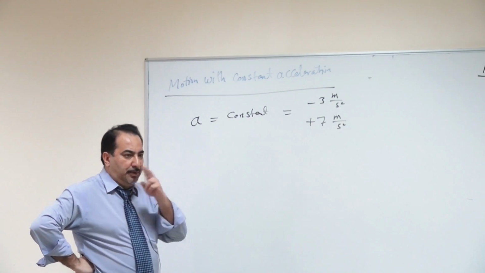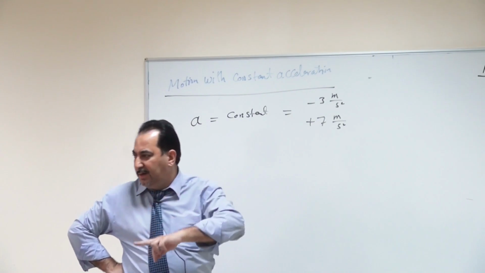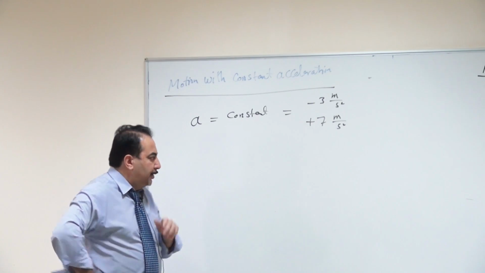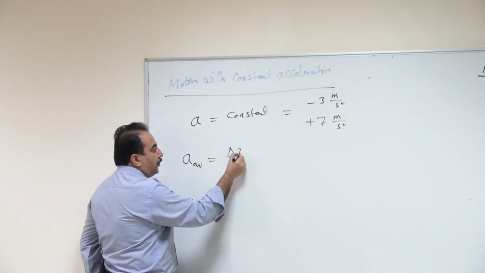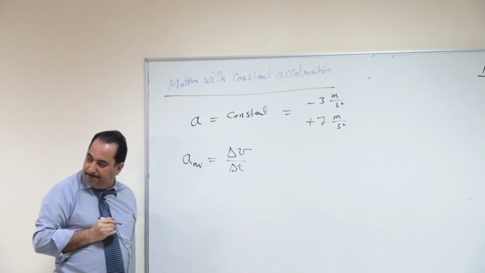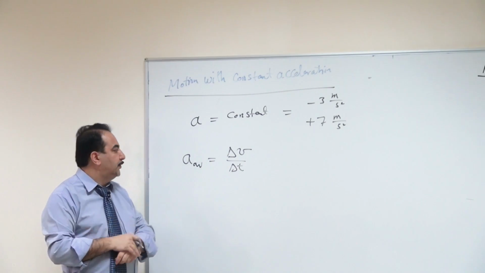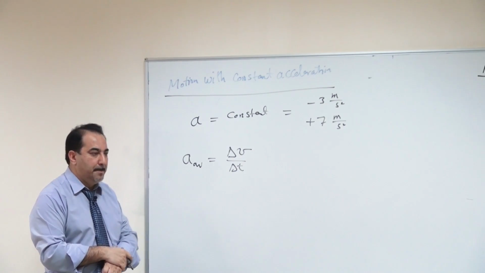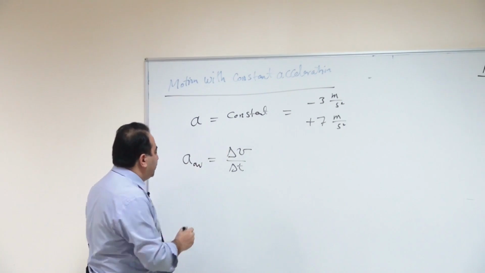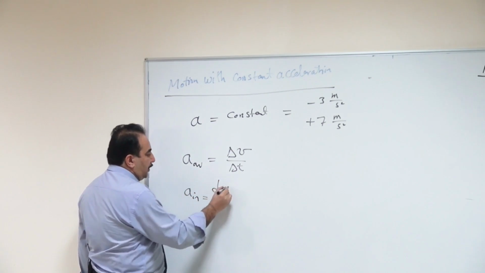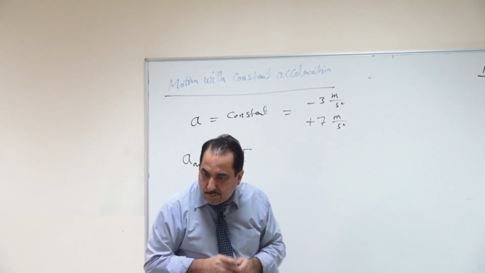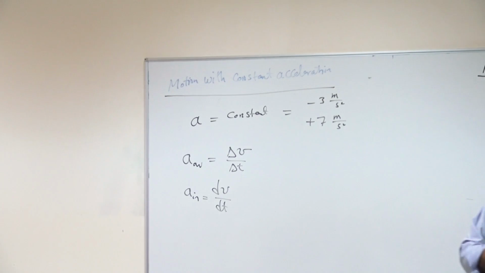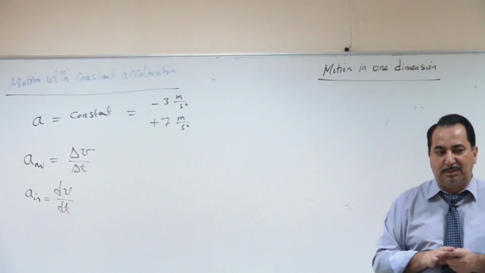What we covered so far, 2 types of acceleration, average and instantaneous, okay? Now, what was the average acceleration formula? Change in velocity over change in time. Instantaneous, dv over dt. Now, in this case, I'm saying the acceleration is constant. Which acceleration do I mean? Average or instantaneous? Average. What about instantaneous?